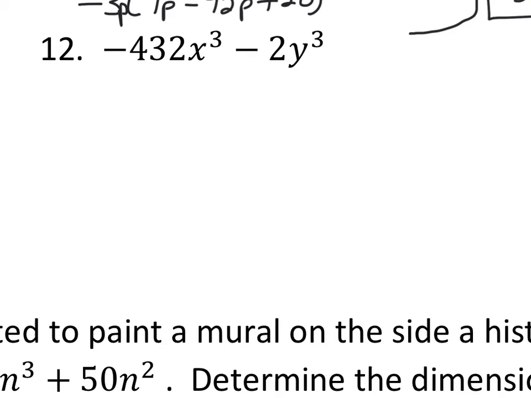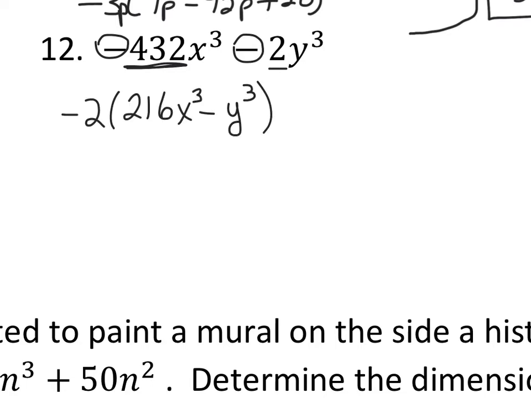All right, so problem number 12, it appears we have a difference of cubes, but we need to factor out this 2 first. All right, so that's something that we're going to need to do first. And also, we need to factor out this negative sign, because we don't want a negative sign in front of our x cubed. So we're going to factor out a negative 2. All right, so that leaves me with the negative 2 times 216x cubed minus y cubed.